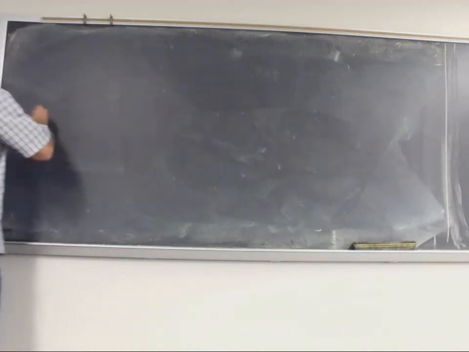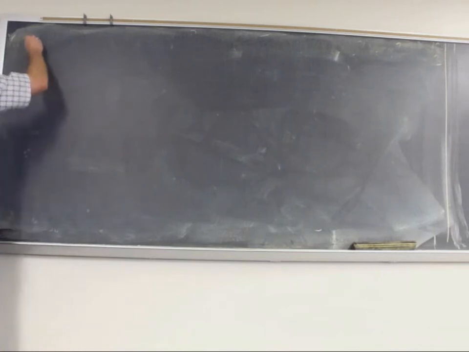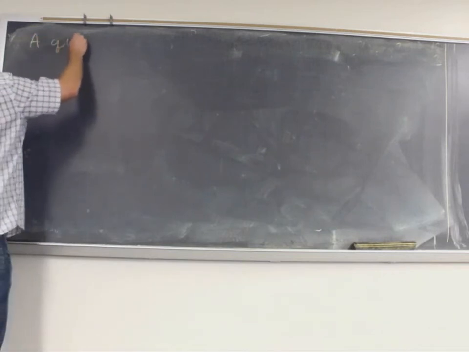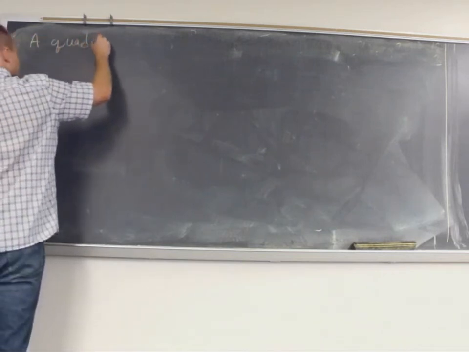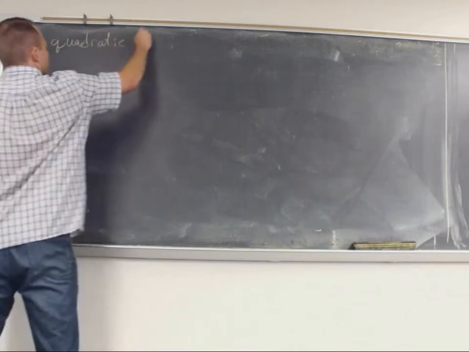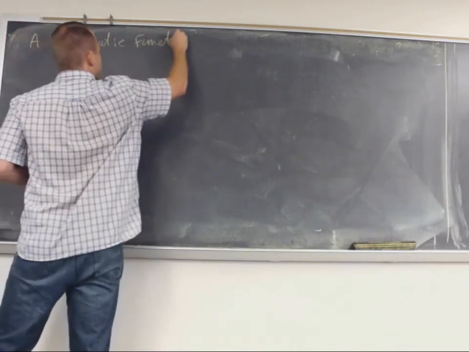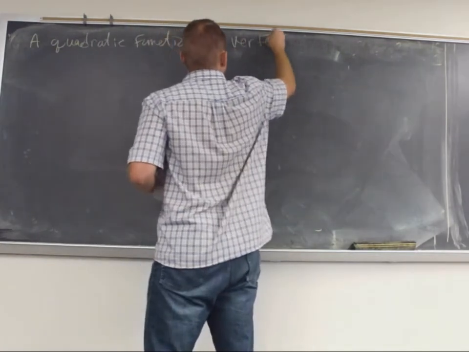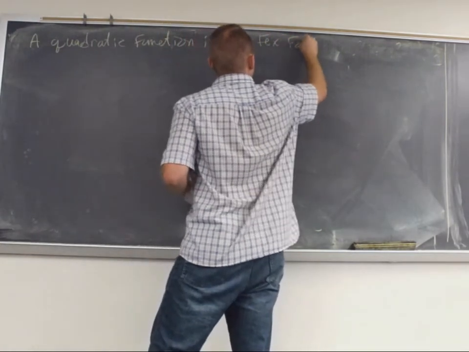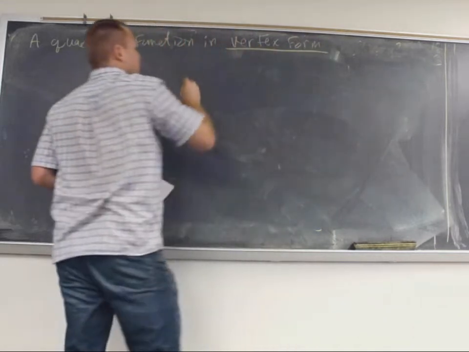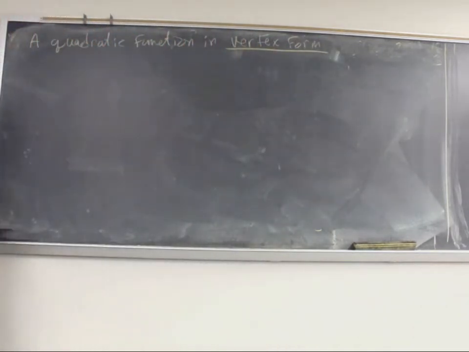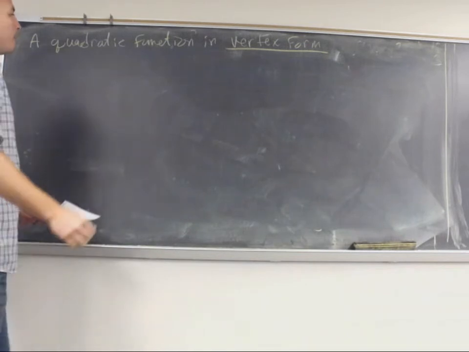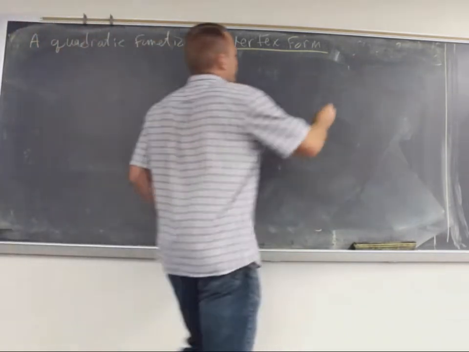A quadratic function in vertex form. So this is the difference here. Earlier we looked at ax squared plus bx plus c. This is now, it's still a quadratic, but now it's in vertex form.